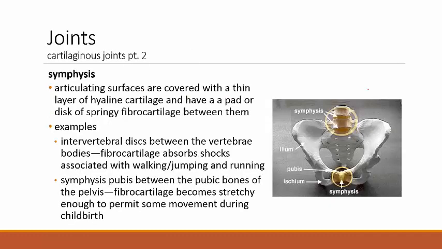A symphysis is a disc of springy fibrocartilage covered with a thin layer of hyaline cartilage. So it has a little bit of hyaline cartilage around it. When someone ruptures a disc, that hyaline cartilage breaks, and some of the springy fibrocartilage is forced out through that breakage. And we find symphyses between the vertebra.